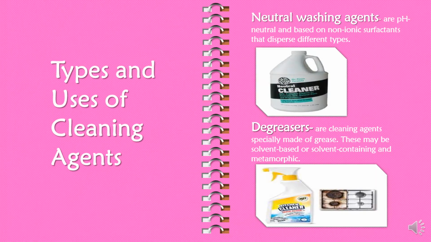Neutral washing agents. These are pH neutral and based on non-ionic surfactants that disperse different types of dirt. Next are the degreasers. These are cleaning agents specially made for grease. These may be salt-based or solvent-containing and metamorphic.